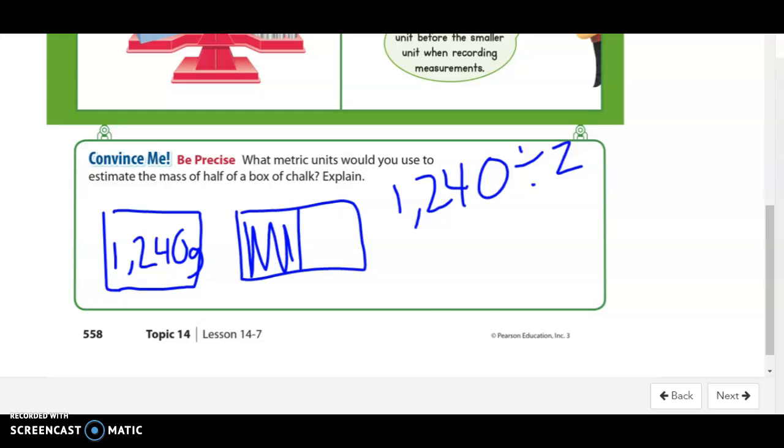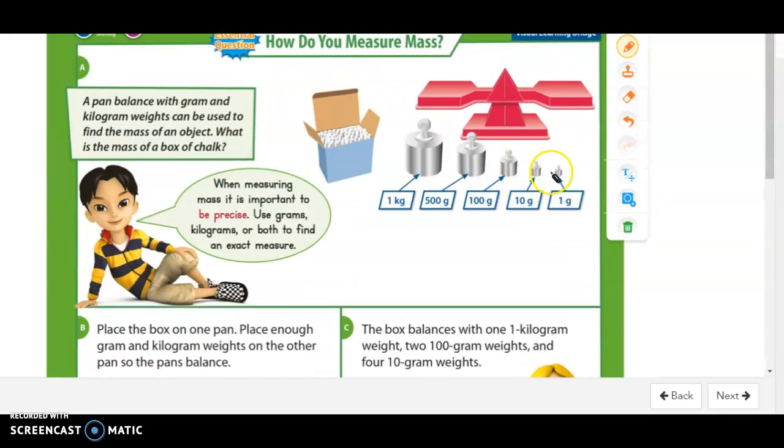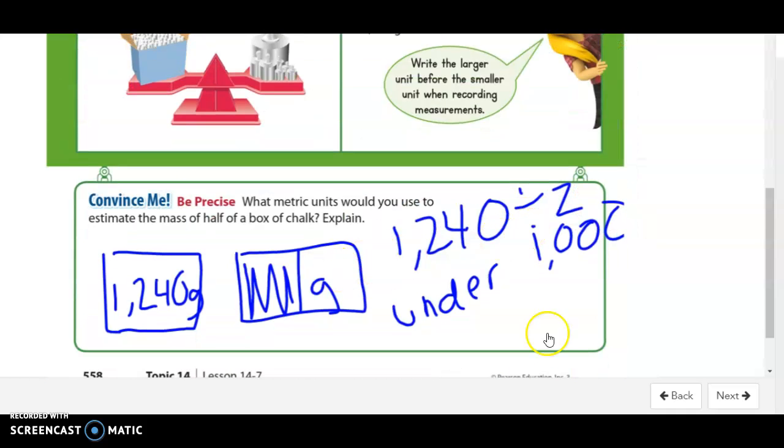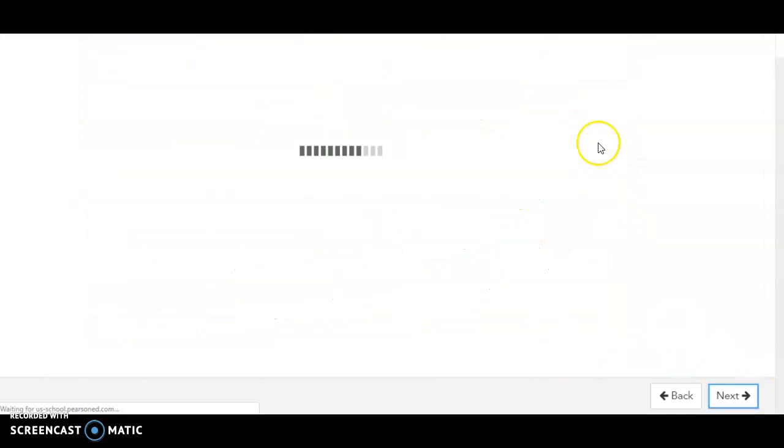Maybe we can't do that yet in our heads, but don't we know that if we only have 1,000 and we're breaking it into 2 pieces, we're not still going to be in the thousands if we only have 1,000 and a little bit extra. So we're going to be under 1,000. And if we're under 1,000, are we at a whole kilogram? No. So we would definitely want to measure that in grams, because we know we're going to be under 1,000 grams, so we're not at a full kilogram. So it would make the most sense to grab some of those different size gram pieces and try to measure a half box of chalk.